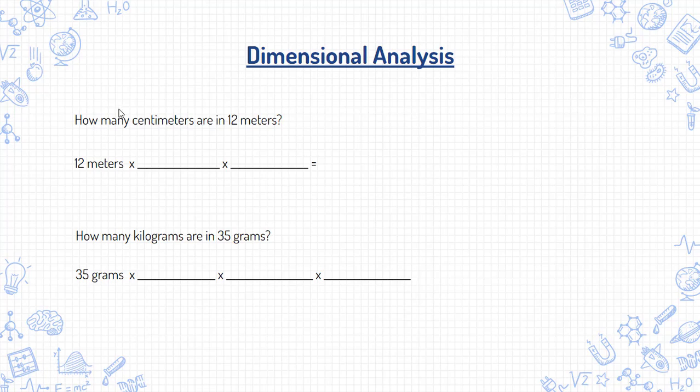So let's do some practice dimensional analysis problems. We're starting off with how many centimeters are in 12 meters. So we're starting with meters and we're trying to get to centimeters. First, we're starting with our beginning number and unit, which is 12 meters, and we will set this up with the standard dimensional analysis grid, which looks like this.